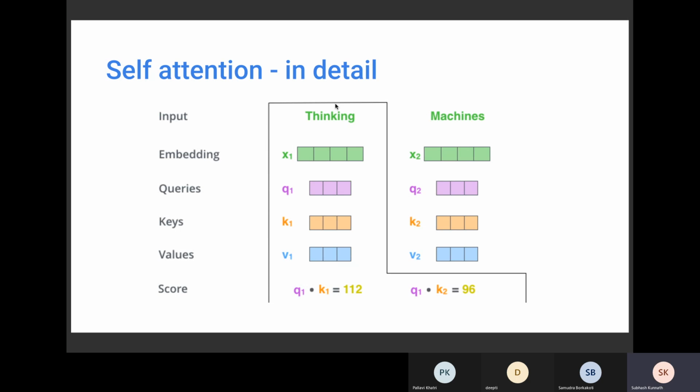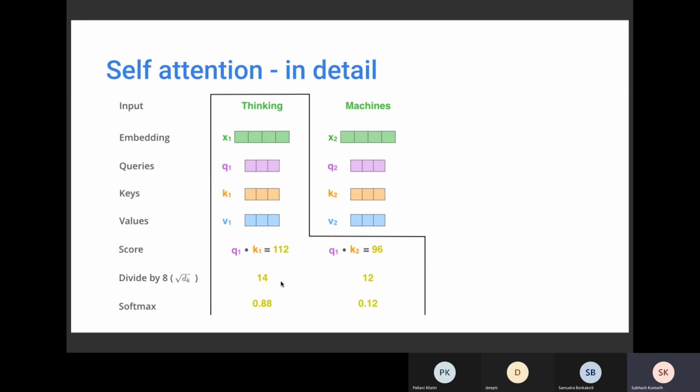So what you do is convert these embedding vectors to queries, keys, and values. If you are encoding thinking, then you multiply q1, which is the query of this particular word, with the keys of all the words in the sequence, and you get these numbers, like 112 here and 96 here. Then you do a normalization, dividing by the square root of the dimension of the keys.